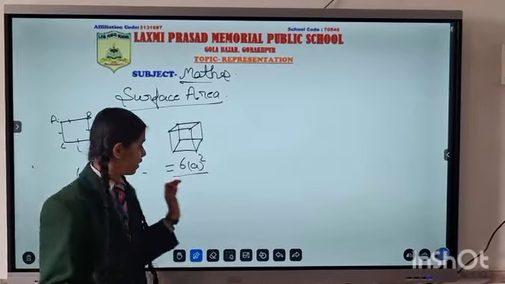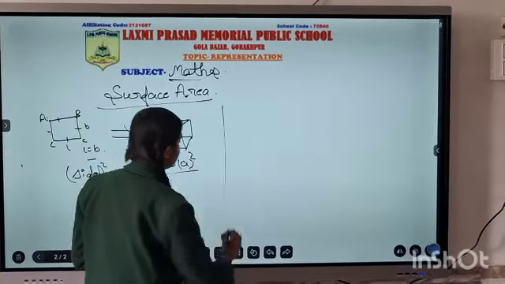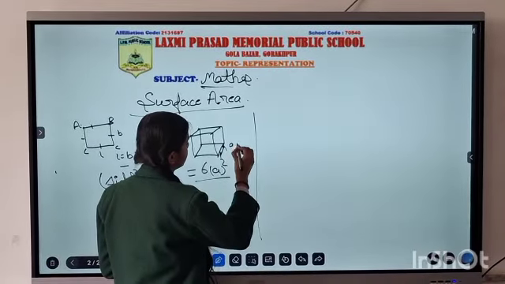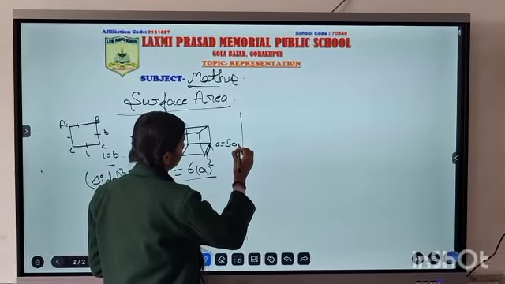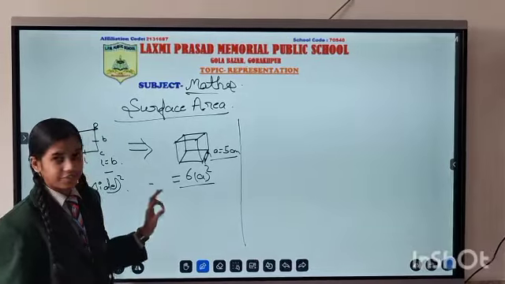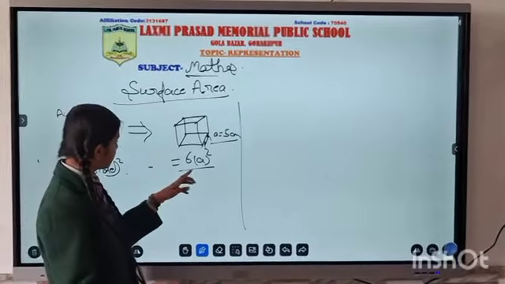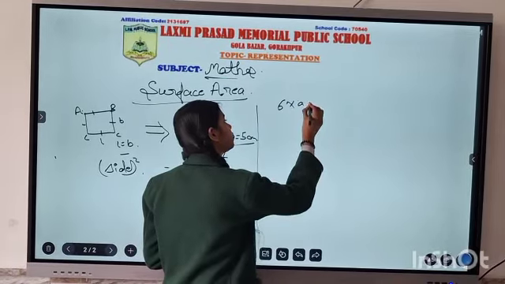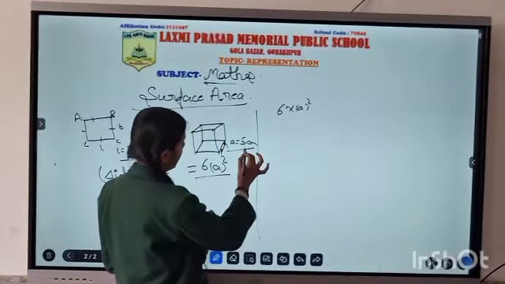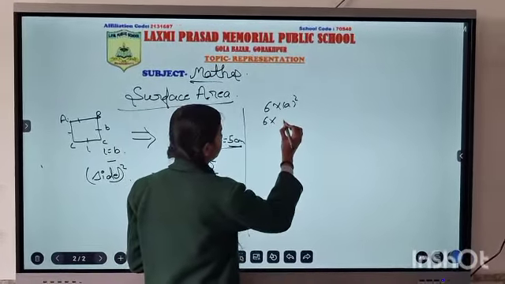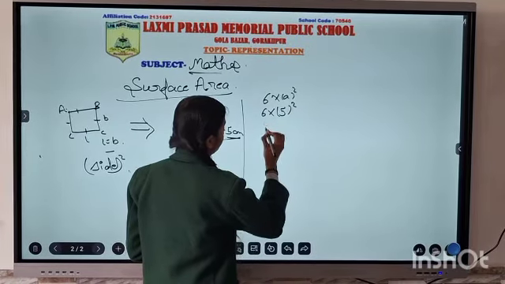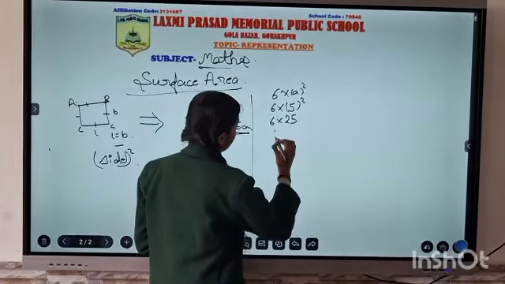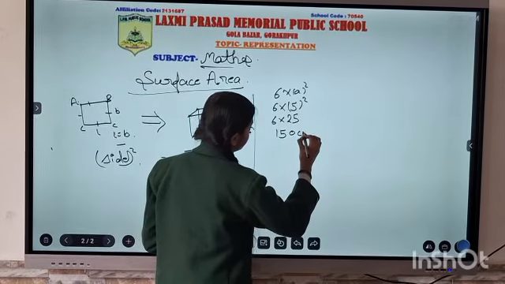For better understanding, we can take an example. Let the side of a cube be given as a equal to 5 centimeter. To find the surface area of the cube, you can simply use this formula: 6 into side square. Here the side is 5 centimeter, so 6 into 5 square. We know that the square of 5 is 25. 6 into 25 is 150 centimeter square.